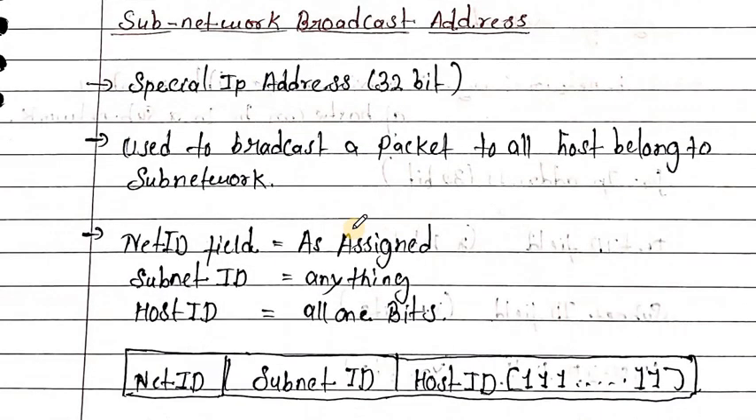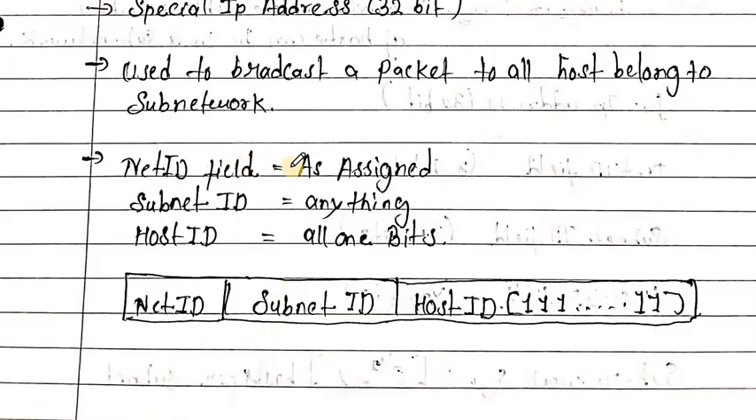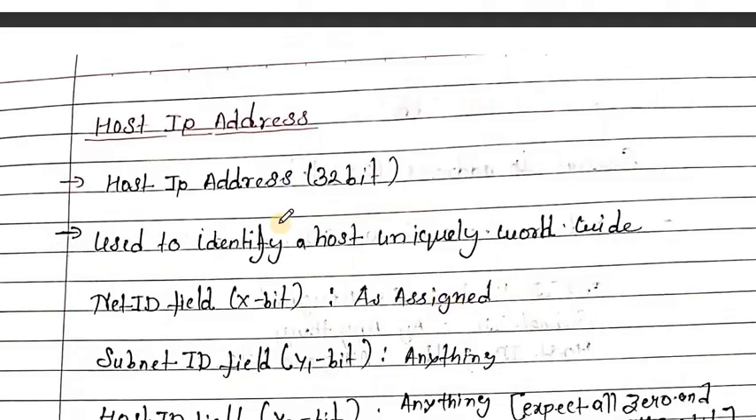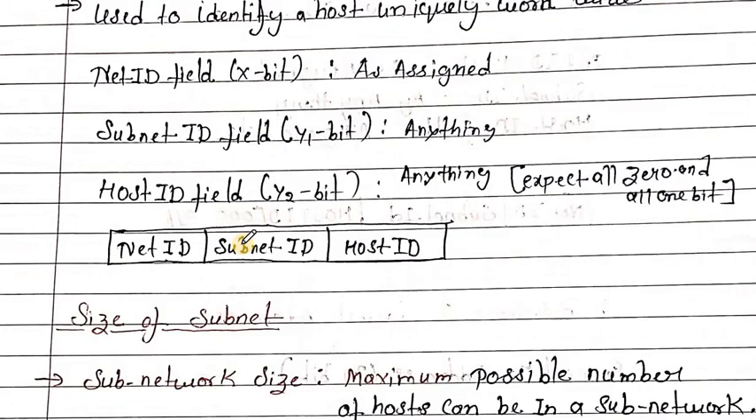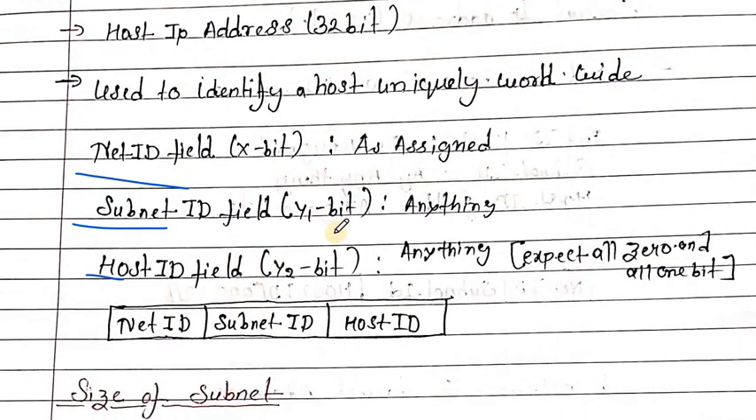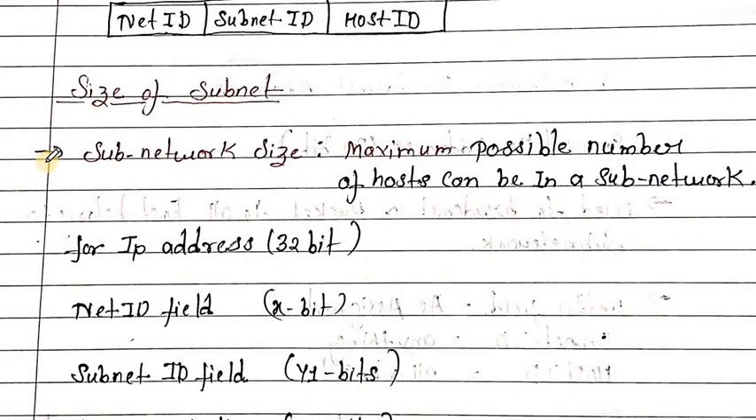Subnetwork broadcast address: the network ID field is as it is, provided by the service provider, the subnetwork ID is anything, and the host ID will be all 1 bits. For a host IP address, with network ID field, subnet ID, and host ID, the host ID must exclude all 0s and all 1s. So here the main important part is the size of the subnet.